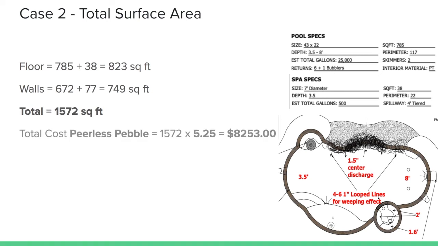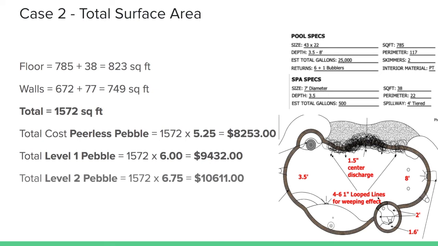This pool will cost you $8,200 if you want it in Peerless Pebble, $9,400 level 1, $10,000 for level 2, $5,900 for a standard white. All right.